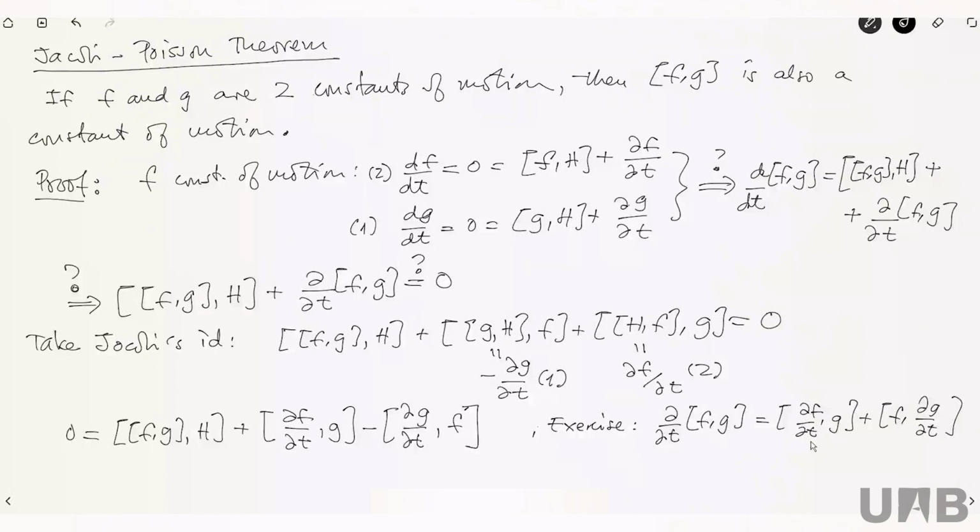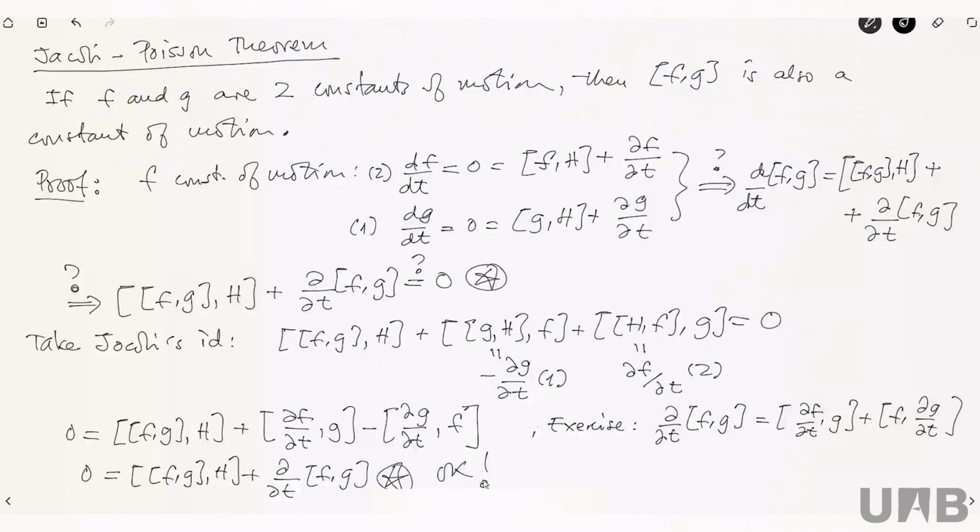And once you see this, then you're done, because 0 equals the Poisson bracket of f and g with h plus this, but here you have to write down this thing the other way. So just exchange f and dg dt, and then it's exactly the same. And so plus derivative with respect to t of f and g. And this is exactly what we wanted to prove. So this is true.